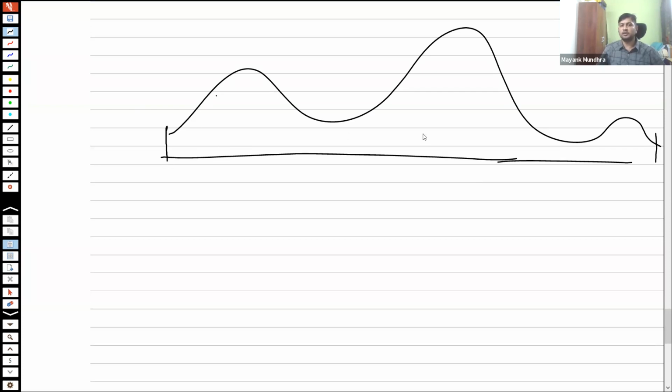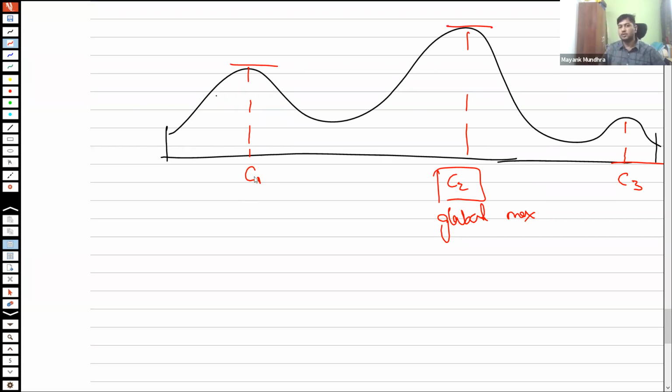It starts from here, it ends here. So this point C1, C2, C3. C2 is a global maximum. Now C1 is not a global maximum because the functional value at C1 is lower than C2, but it is a local maximum because you can construct a neighborhood around C such that in this neighborhood, the highest value the function takes is at C.